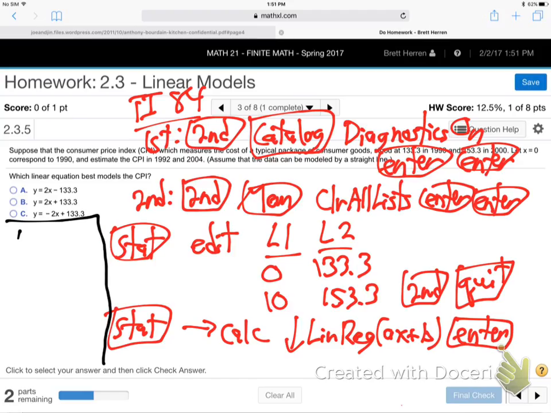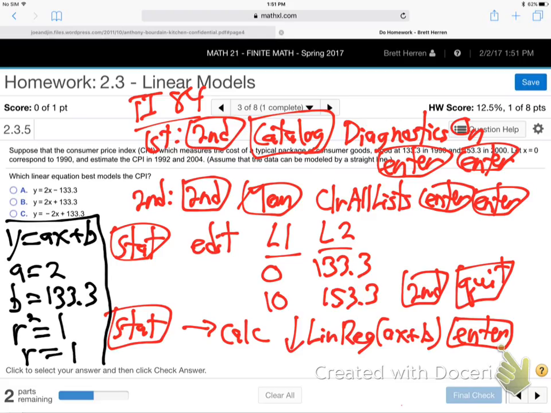It's going to show y equals ax plus b, and it's telling me the a is 2, the b is 133.3, the r squared is 1, and the r is 1. We'll talk about the r stuff in a minute. You guys getting that on the screen? That's the same equation we just came up with, huh? Right? See, the a is right here. That's 2x plus 133.3. That's the ax plus b.